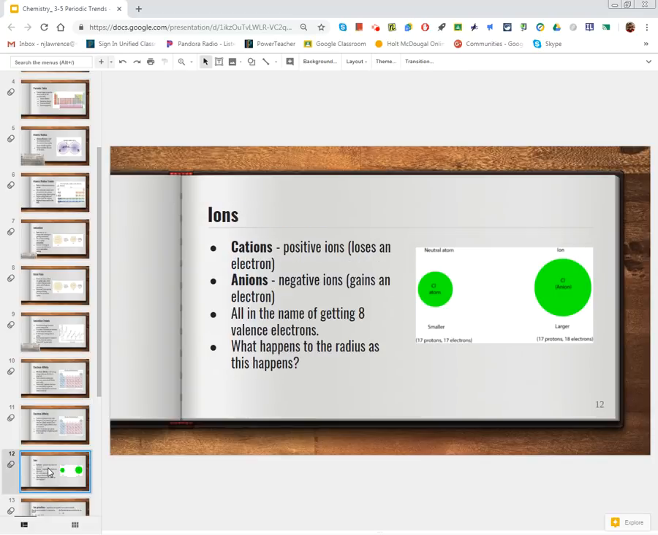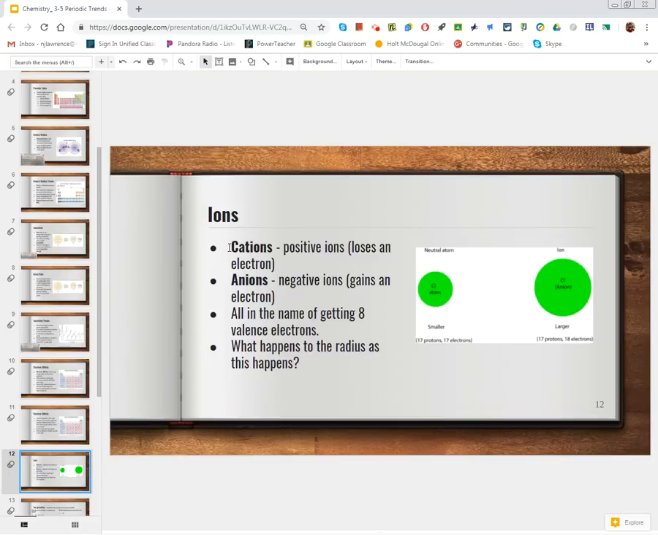So as we pause real quick and we're talking about ions with ionization energy and electron affinity, there's a couple other vocab terms you need to know. Ions can be broken down into 2 categories. We have cations and anions. Cations are positive ions, meaning that they lost an electron. Anions are negative ions, meaning they gained an electron.